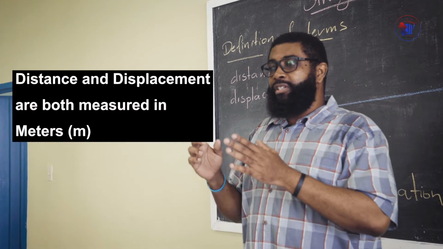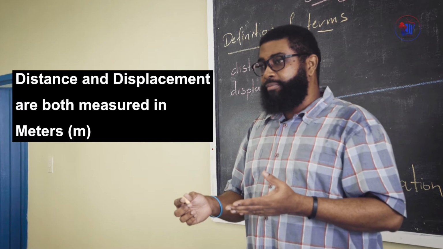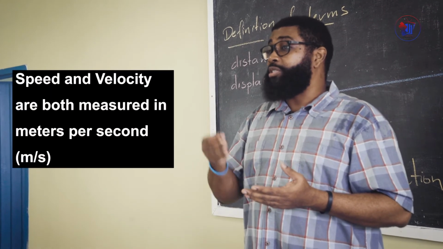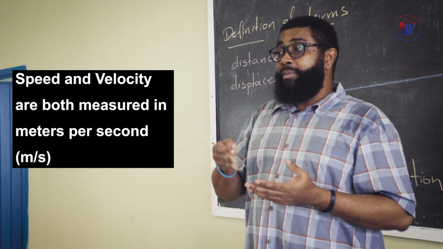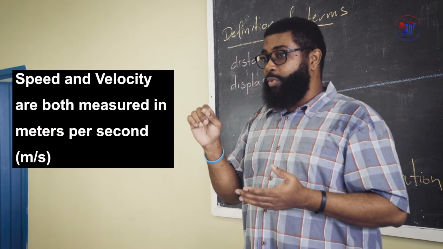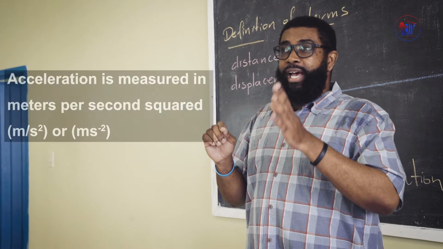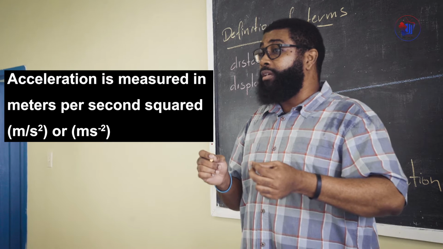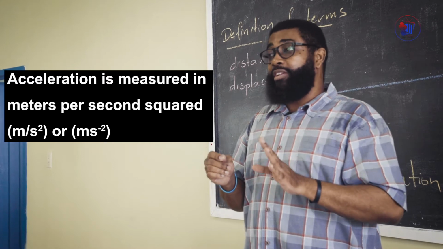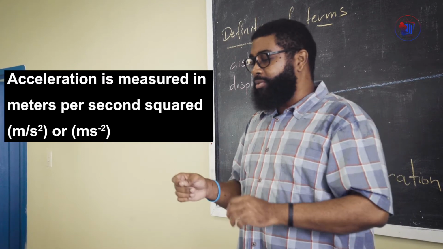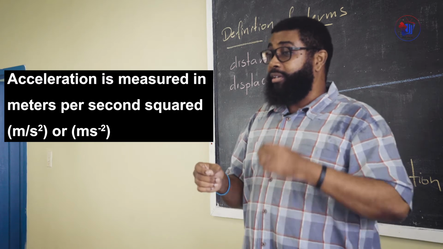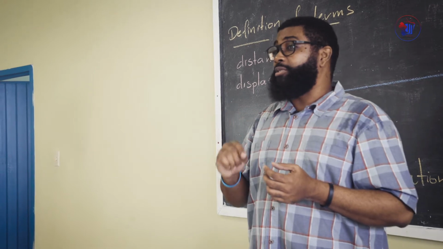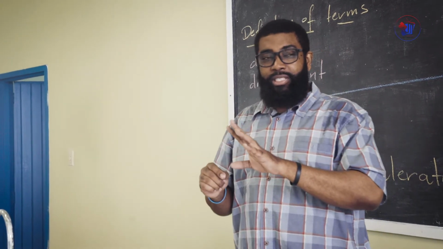Distance and displacement are measured in the same units, meters. Speed and velocity are measured in the same units, meters per second, m/s or ms to the minus 1. And acceleration is meters per second squared. Okay? Please don't say ms minus 2. It's not ms minus 2. It's meters per second squared, ms to the minus 2, okay? Just remember that. Small details.